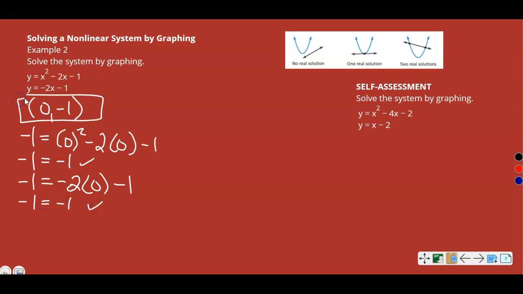So we know this is the one and only solution to this system. That would be like the middle answer here, where there is one solution. The line intersects the parabola at one place.